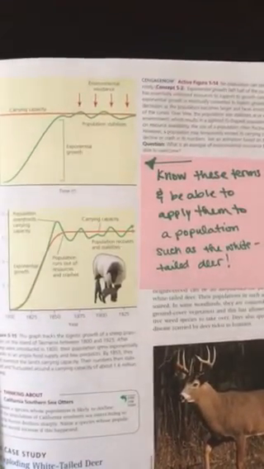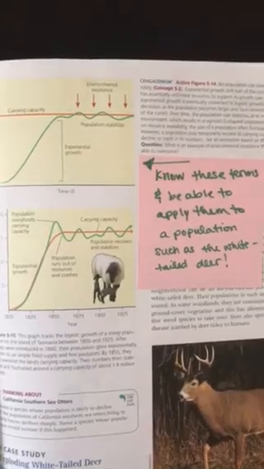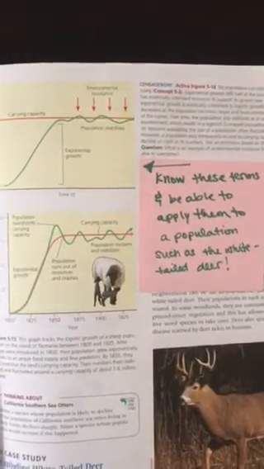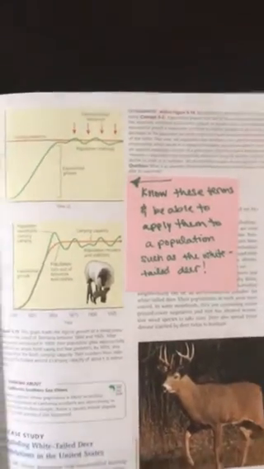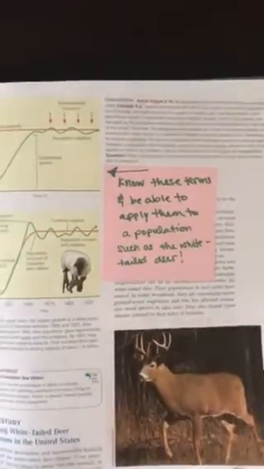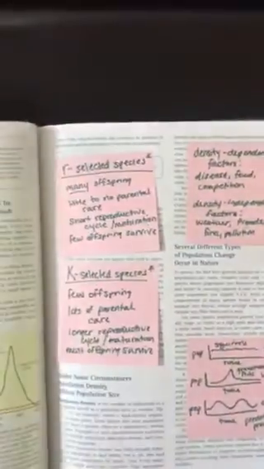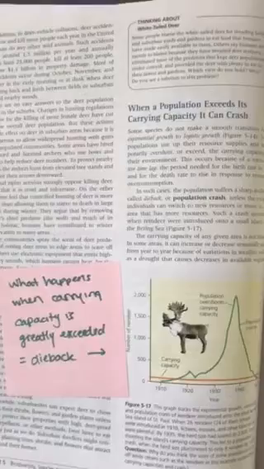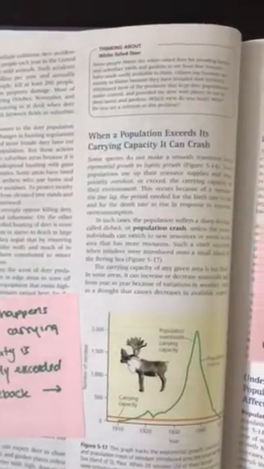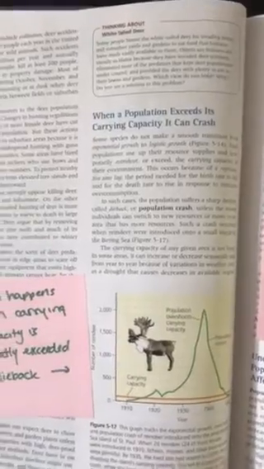Definitely know these terms: exponential growth, carrying capacity, environmental resistance. You need to be able to apply them to a population, such as the white-tailed deer, which is described in this case study. And this is one that you ought to be familiar with because white-tailed deer are definitely prevalent around here. When a carrying capacity is greatly exceeded, you get what's called dieback. So we can see that happening right here, showing reindeer on an island.